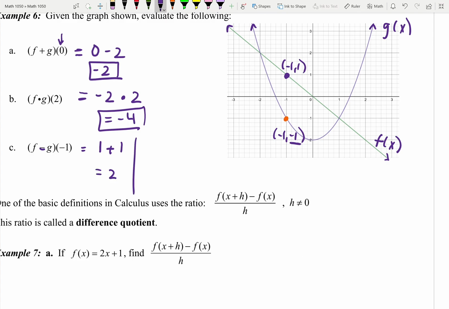If that's confusing, watch. Just do this. F of negative 1 minus g of negative 1. That is the same as that. What's f of negative 1? 1. Minus, what's g of negative 1? Negative 1. 1 minus a negative 1. So plus 1, you get the same thing.